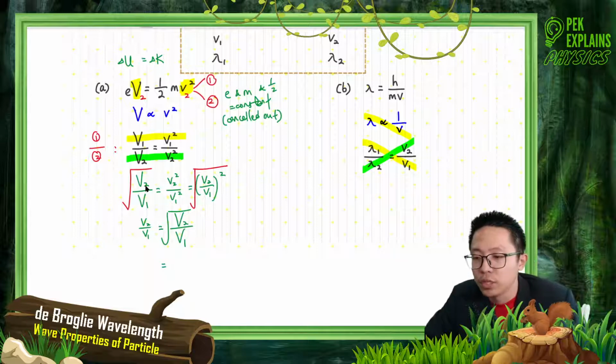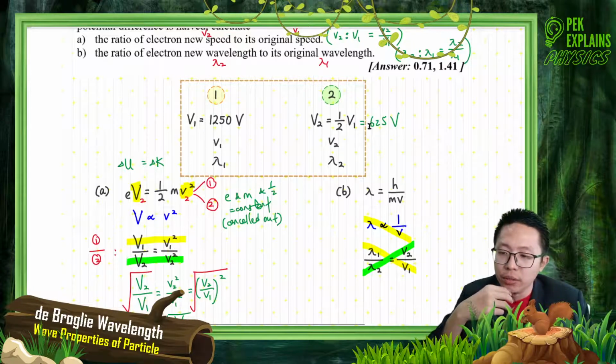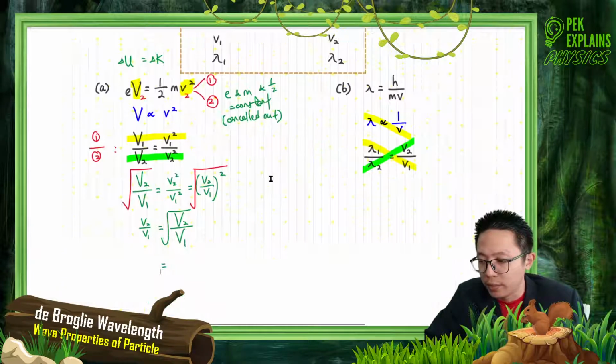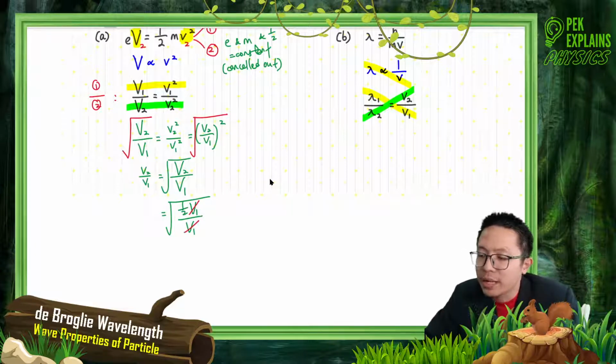So what is voltage 2 again? We no need to use the value because we know V2 is half of V1, so we can maintain the variables. V2 is half of V1. So V1 and V1 can be cancelled out.